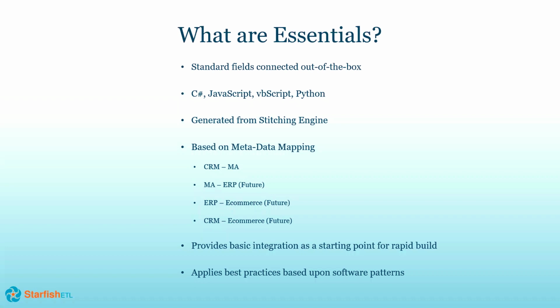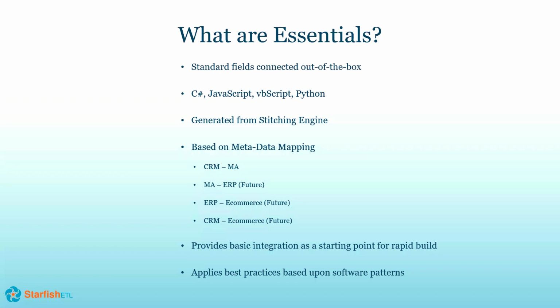Essentials are generated from our stitching engine. And so what the stitching engine does is it makes it so you don't have to start from scratch. It's compiling the mapping up front for you, and it's basing it off of metadata. So the metadata mapping is defining what the tables and the fields are. The stitching engine is creating this predefined integration data point for each system and then making it so that you can link any one of those systems up to any one of the other ones.